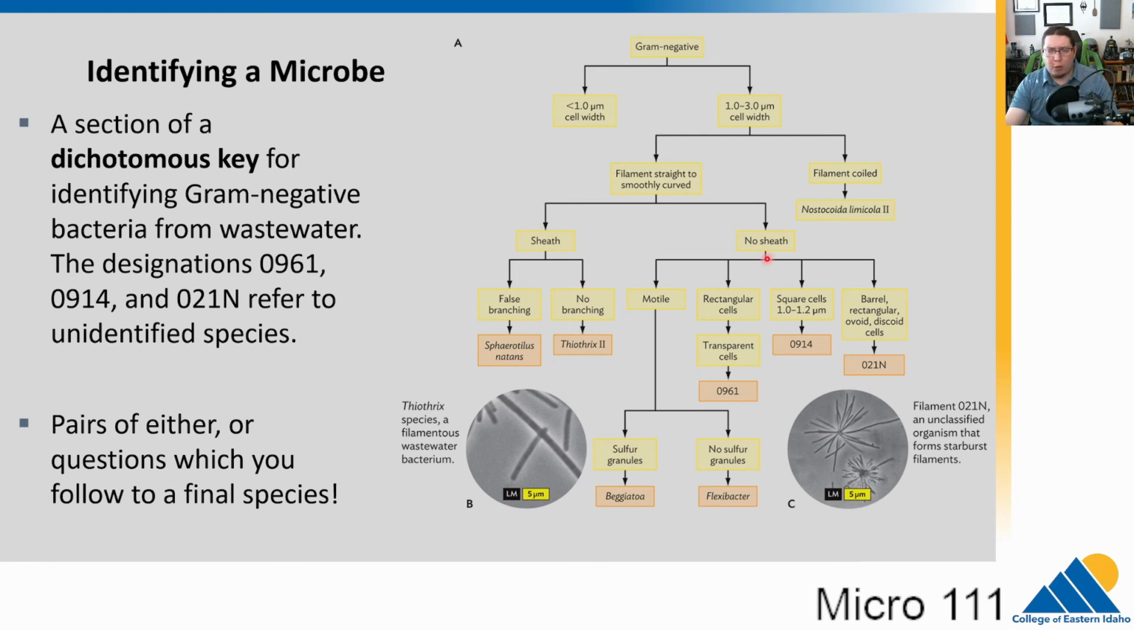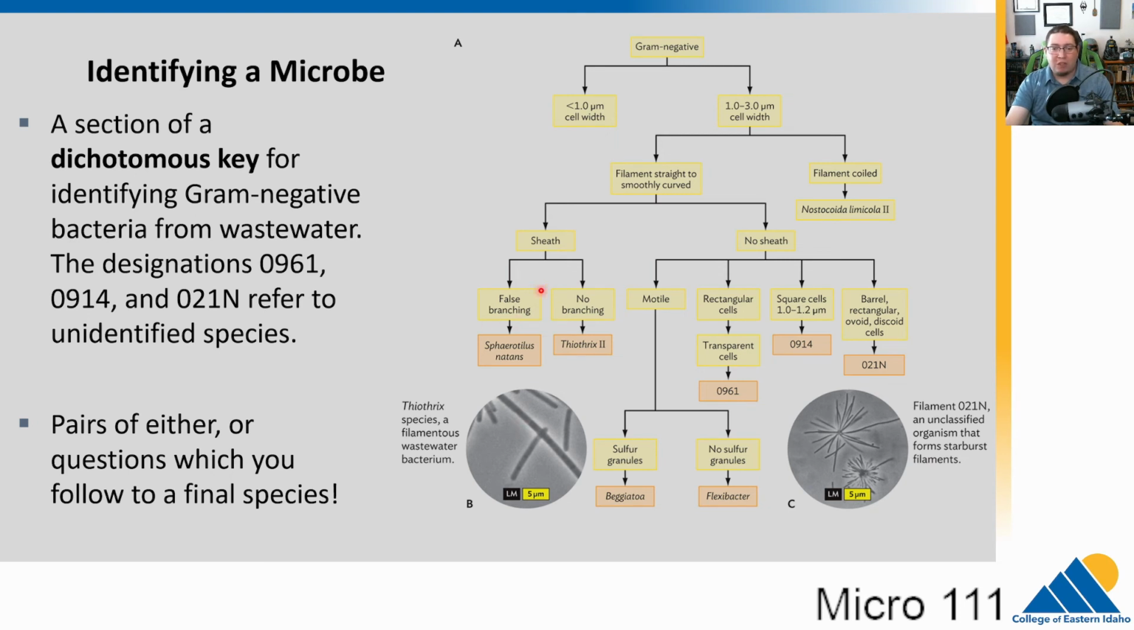If we go the other way, right, if there was no sheath, is it motile? Are the cells rectangular? Are they square? Are they barrel-shaped, right? So on and so forth down the line. You use these pairs of questions to come to an ultimate answer. For us, this is far beyond us. Like, I couldn't look at just a random microbe and understand all of these things. You have to be trained in what these terms mean, right?